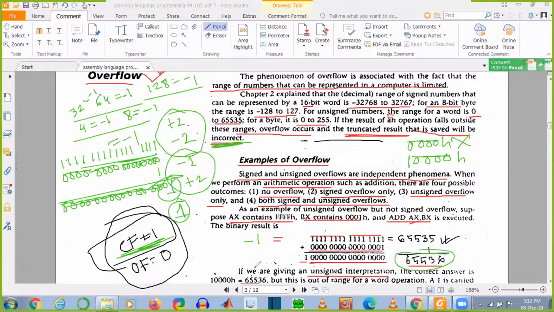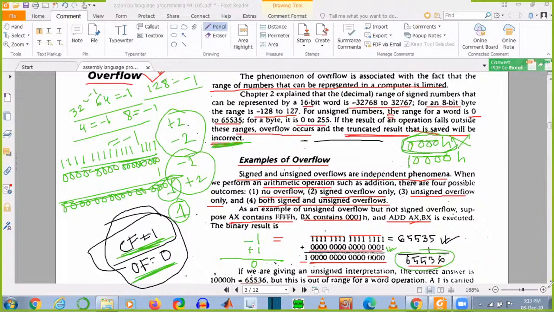So in signed number, it is -1, and the next number is +1. If you add this, your result is 0. And the register AX is also storing the result 0. That's why there is no signed overflow and OF equals 0. Okay, got it? Yes, sir. Okay, good. So we understand the signed overflow and unsigned overflow.